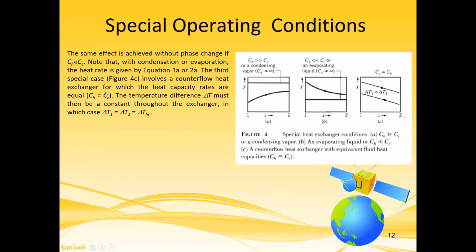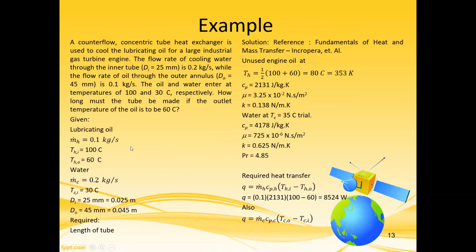The third special case, figure 4c, involves a counterflow heat exchanger for which the heat capacity rates are equal, Ch = Cc. The temperature difference delta T must then be constant through the exchanger, in which case delta T1 = delta T2 = delta T_lm. There are cases like that. Okay? So, example.